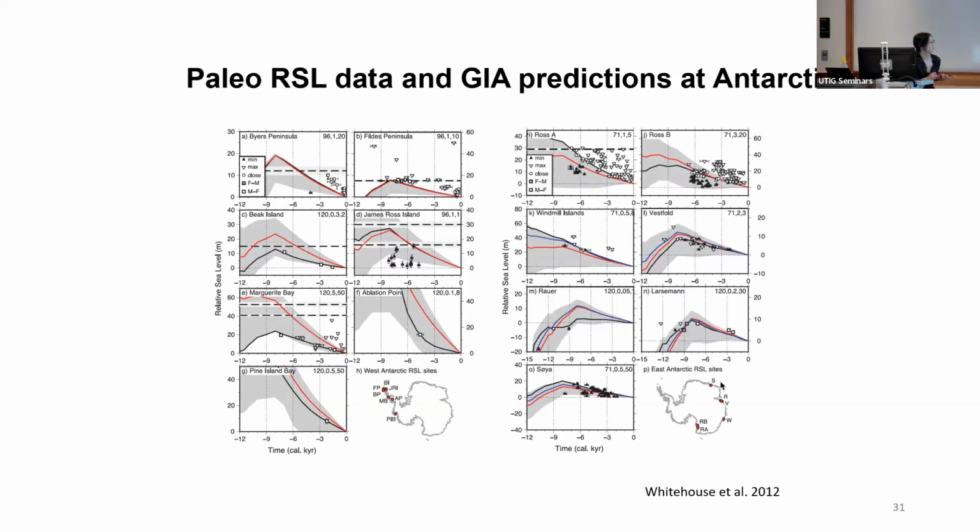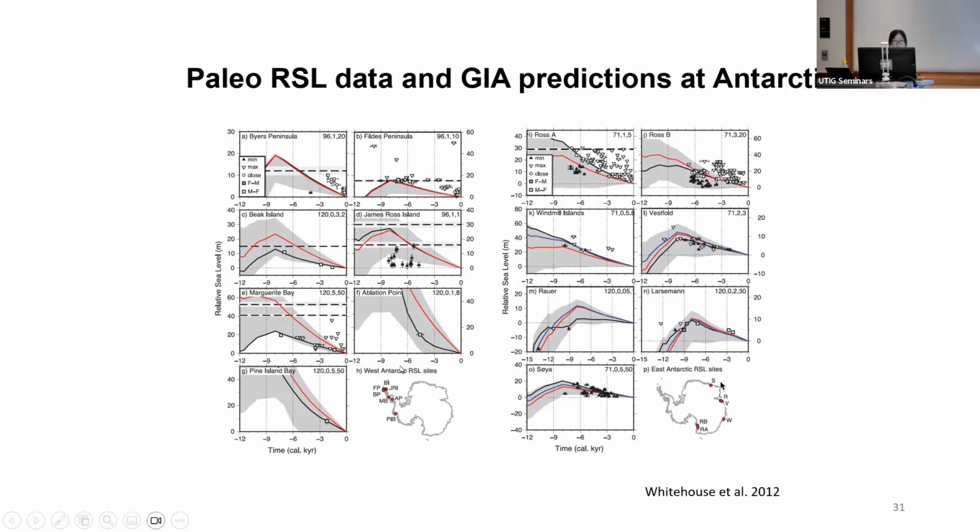So here I show some data people collected for Antarctica. This is from the Whitehouse paper, and he collected those relative sea level data from West and East Antarctica and built a model to fit those data. And we can roughly say for East Antarctica, their model fit is not bad, right? They have some misfit, but not bad.